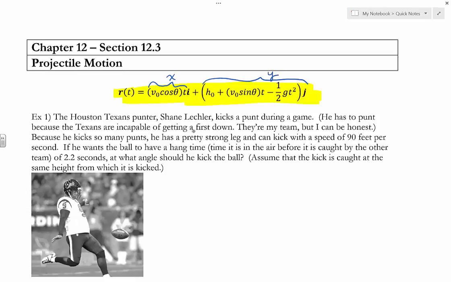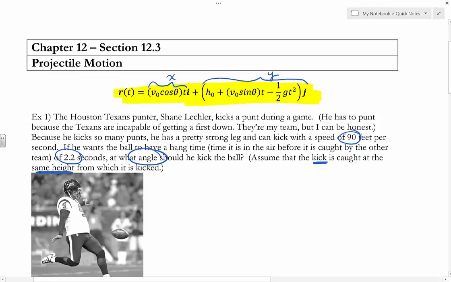So anyway, because Shane kicks so many punts, he's got a pretty strong leg, and he can kick with a speed of 90 feet per second. He wants the ball to have a hang time of 2.2 seconds. At what angle should he kick the ball? The values that we need here are given right there. It says to assume that the kick is caught at the same height from which it's kicked. So that's going to be important.